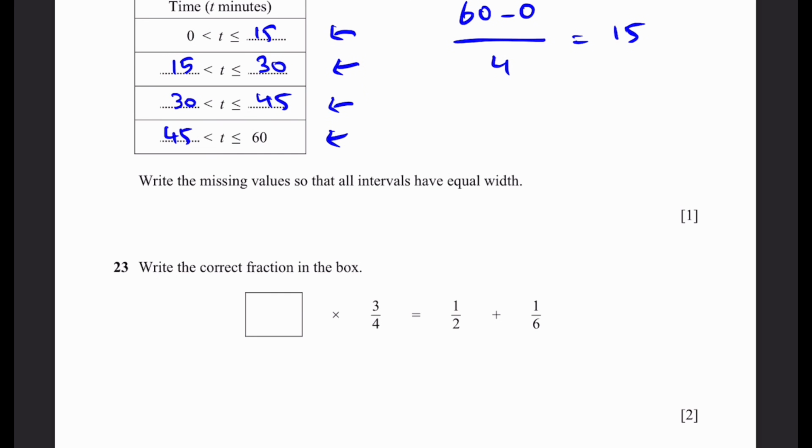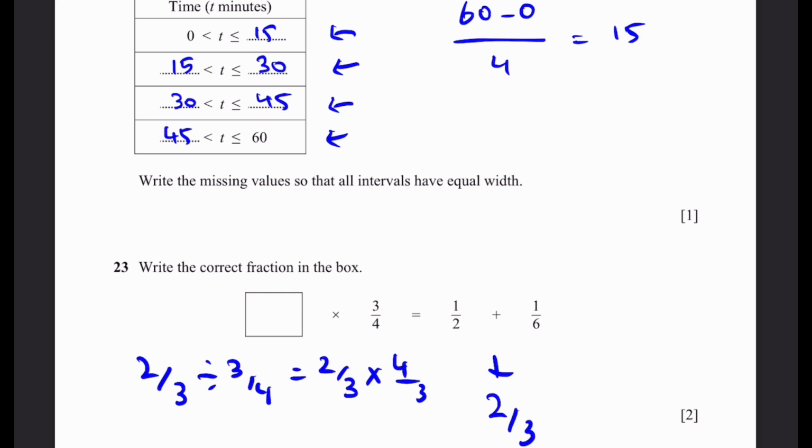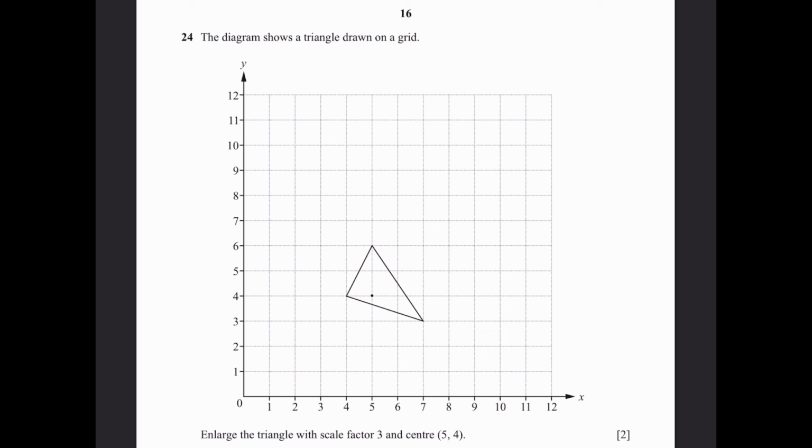Yeah, that's all. 23. Write the correct fraction in the box. Something times 3/4 equals 1/2 plus 1/6. So 1/2 plus 1/6 is equal to 3/6 plus 1/6, which is 4/6, or 2/3. So something multiplied by 3/4 is 2/3. So that something is 2/3 divided by 3/4, which is equal to 2/3 multiplied by 4/3. So that'll make 8/9. 8/9.